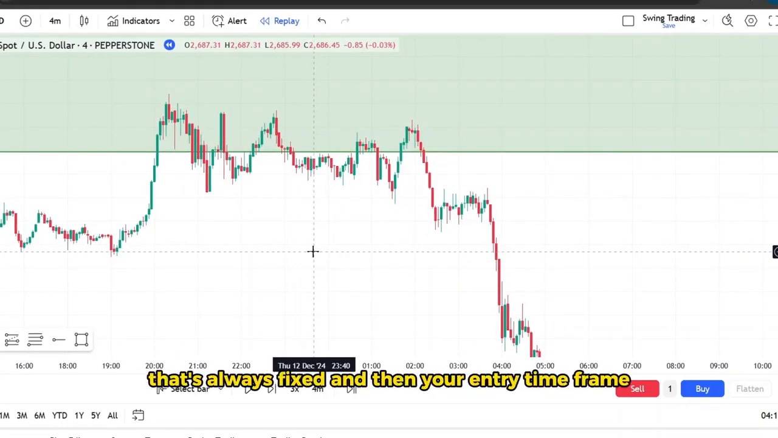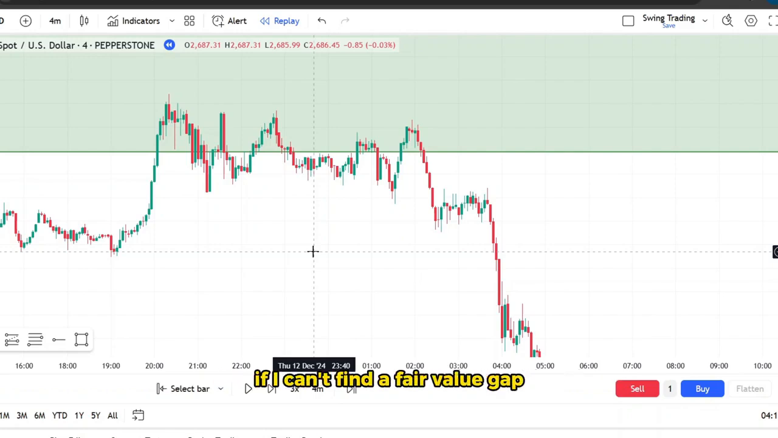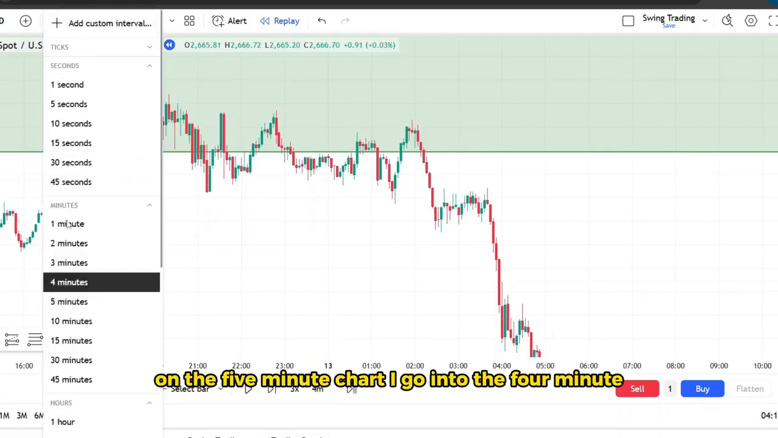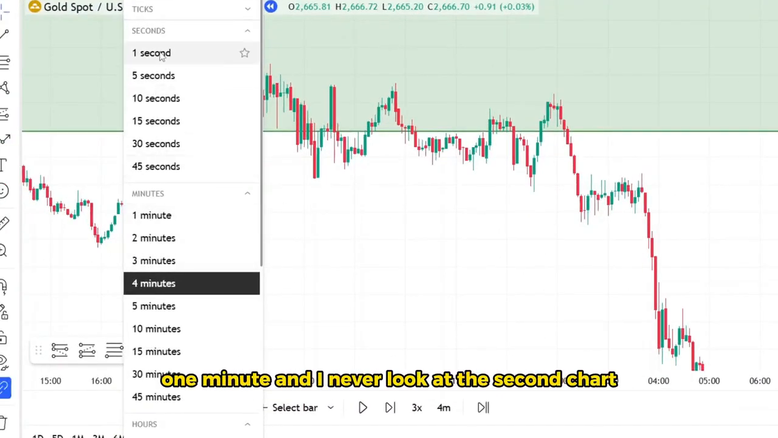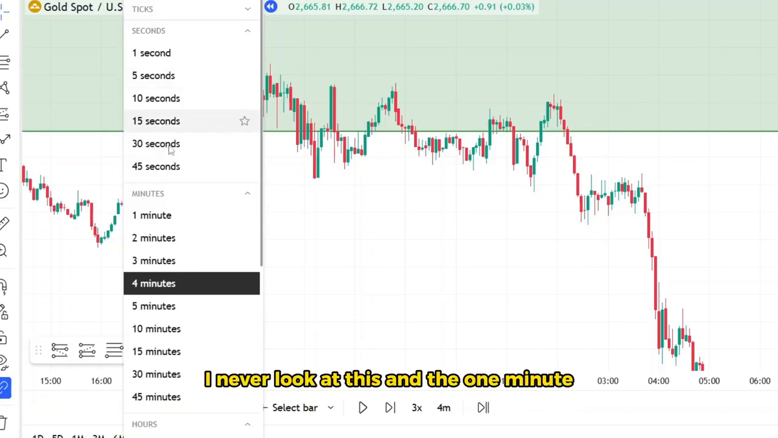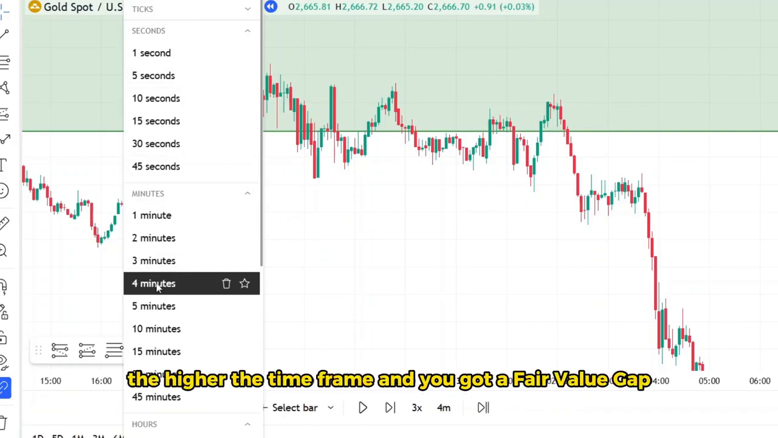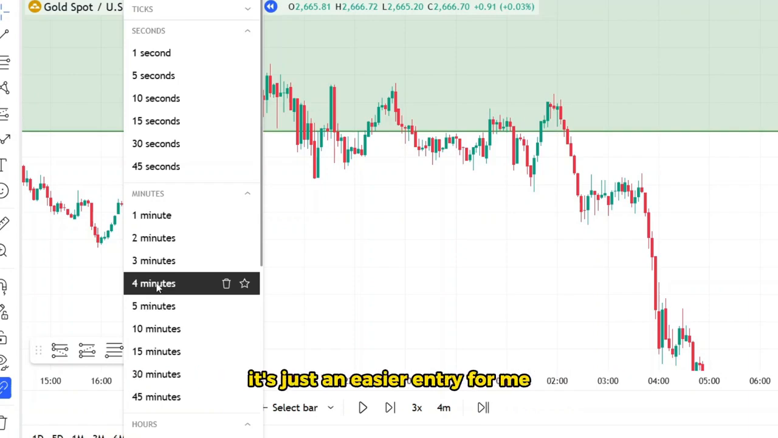That's always fixed. And then for your entry time frame, I usually look at the 15 minute chart. If I can't find a fair value gap, I go into the 5 minute chart. And if I can't find a fair value gap on the 5 minute chart, I go to the 4 minute, 3 minute, 2 minute, 1 minute. I never look at the seconds chart, for those who are asking. The 1 minute's the lowest I'll go. But ideally, the higher the time frame, and you've got a fair value gap, it's just an easier entry for me. So that's what I usually do.